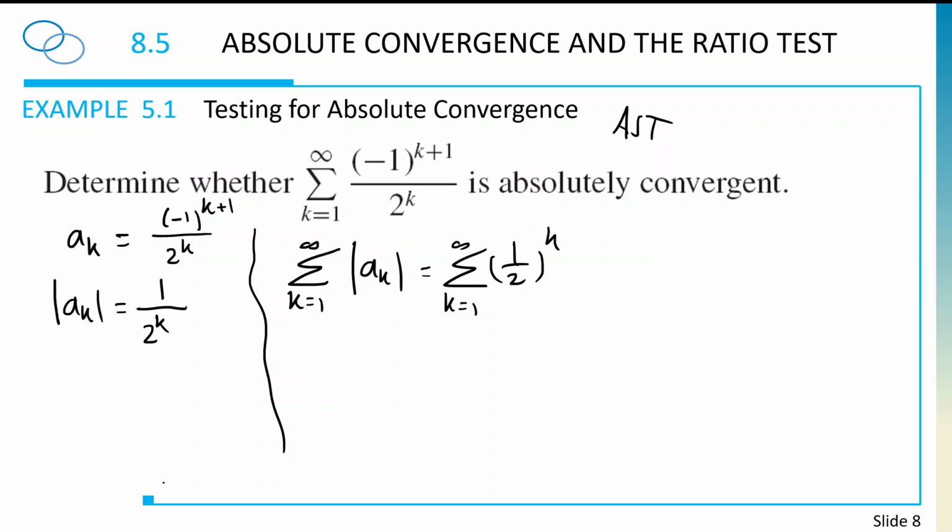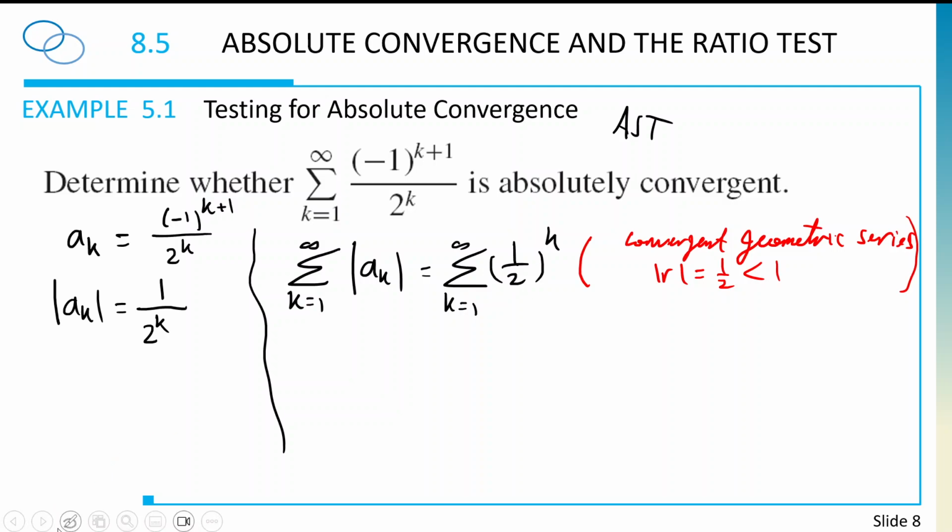Look at this question. What does this series look like? This is a geometric series. We know clearly this is a geometric series, and I can easily say that this is a convergent geometric series. Why is it convergent? Because the absolute value of r, which equals half, is less than 1. So now I know that this is a convergent geometric series. That's fine. So with the absolute value, it's convergent.